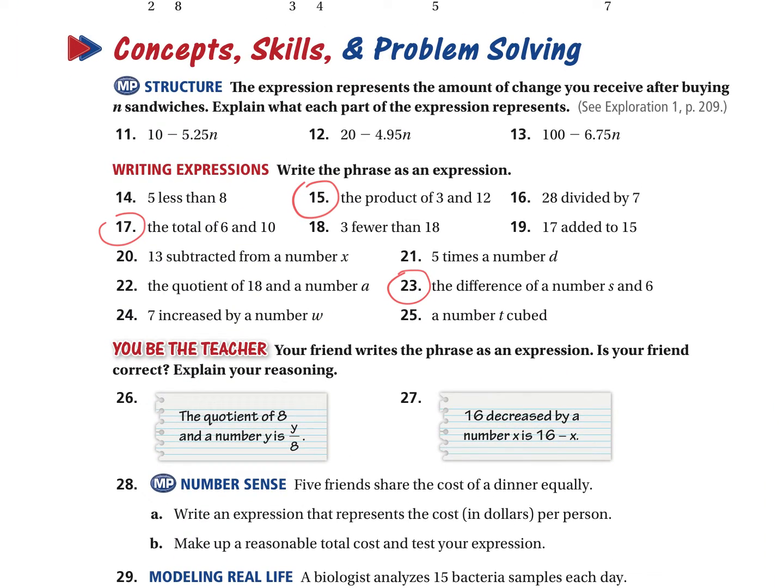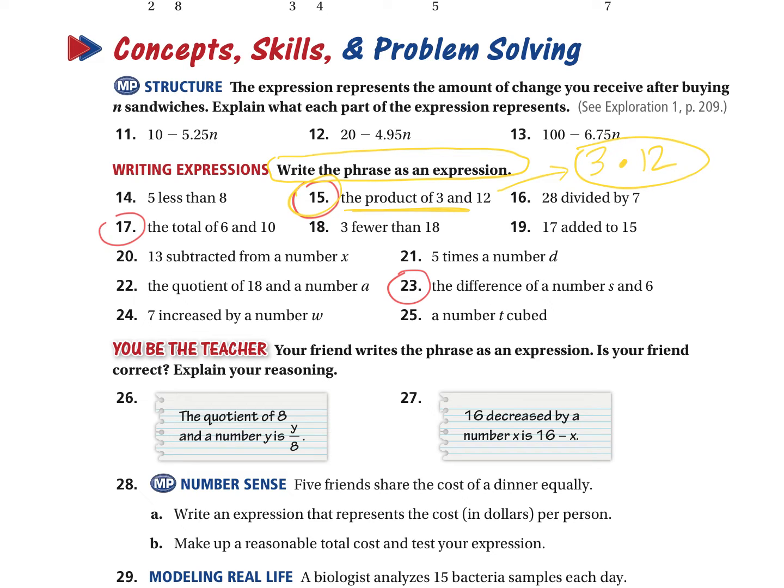So for number 15, the product of 3 and 12. The instructions say to write the phrase as an expression. So the product, that means multiplication, the product of 3 and 12. Okay, so that's the answer. So we're just figuring out how to write expressions from phrases like that.